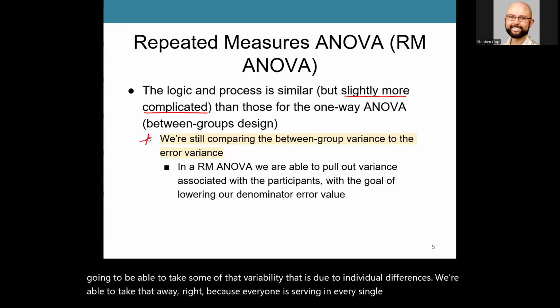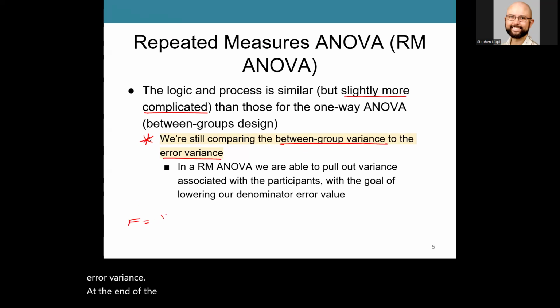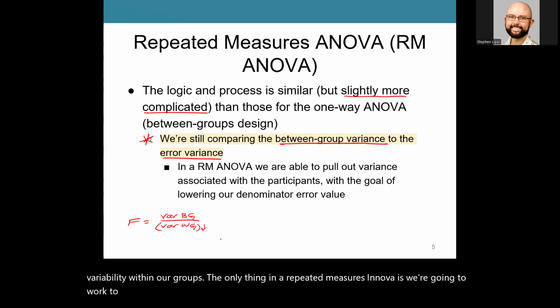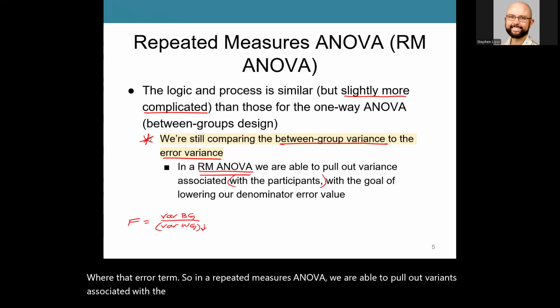The whole idea in an ANOVA is we're still comparing the between group variance to the error variance. At the end of the day, we're still getting an F ratio: the variability between our groups over the variability within our groups. The only thing in a repeated measures ANOVA is we're going to work to decrease that error term. So in a repeated measures ANOVA, we are able to pull out variance associated with the participants. And the goal of that is to lower our denominator value.